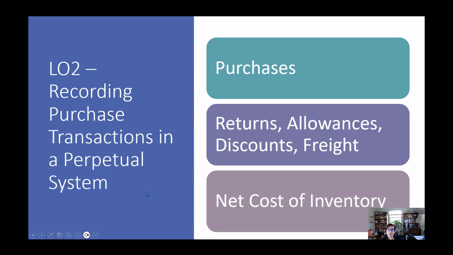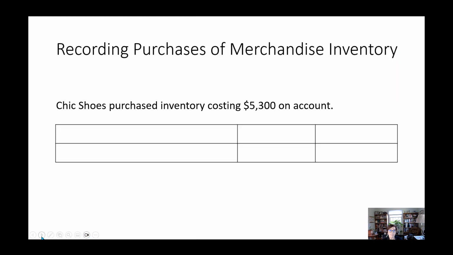All right, so the next thing we're going to look at is recording purchase transactions in a perpetual inventory system. We're going to look at purchases, returns, allowances, discounts, and freight, and then put those together and we get the net cost of our inventory.